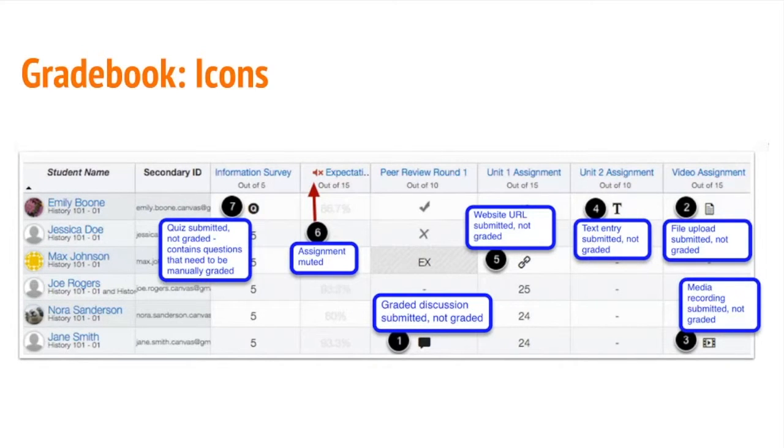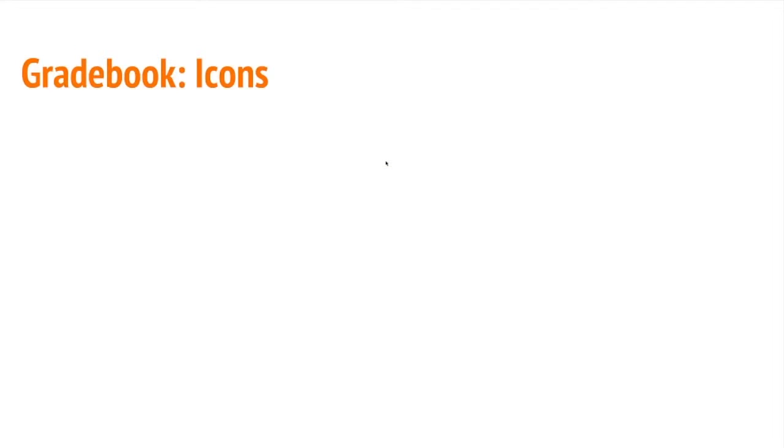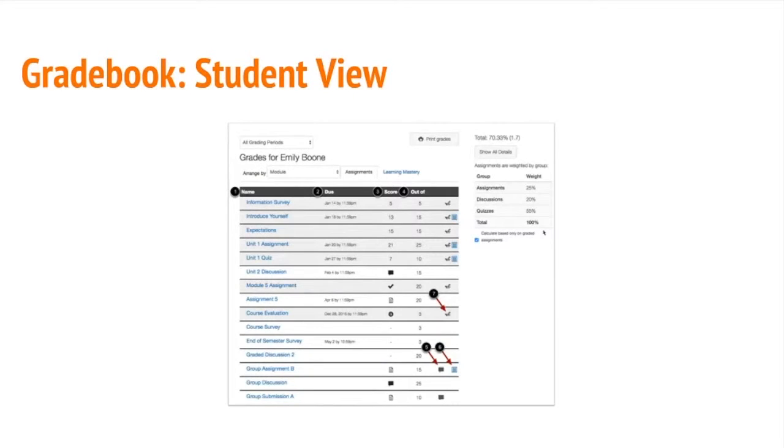Here's what a muted assignment looks like. It's also the same symbol that your students will get on their gradebook once an assignment has been muted. Here's the student view of how it looks for Gradebook, if you ever wondered about that. Of course, they're not going to see other student data. It's confidential, and they'll see that they've submitted work but it hasn't been graded. This is that it's been graded.